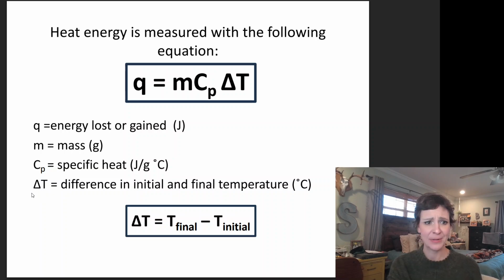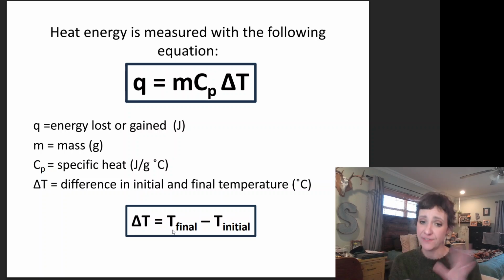And then last thing I want to talk about here is delta T. We have seen these delta symbols. Delta always means a change. So delta T stands for the difference in the initial and final temperature in degrees Celsius, or the change in the temperature that has occurred from that heat transfer from its initial state to its final state. Now to calculate delta T, it's a quick little subtraction. I take the final temperature after the energy transfer minus the initial temperature before the energy transfer.